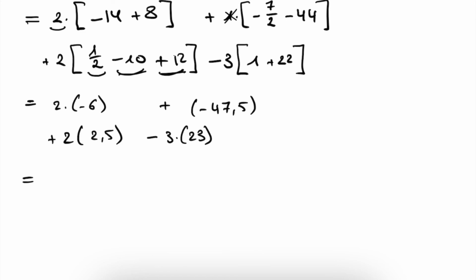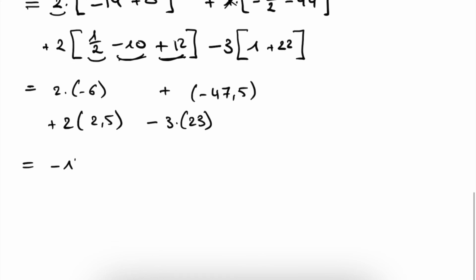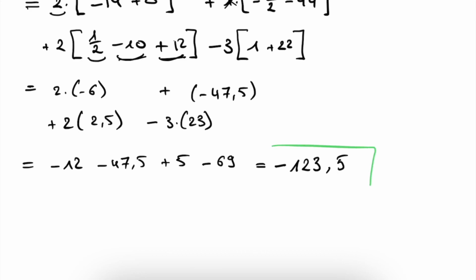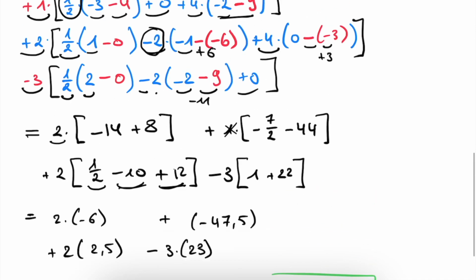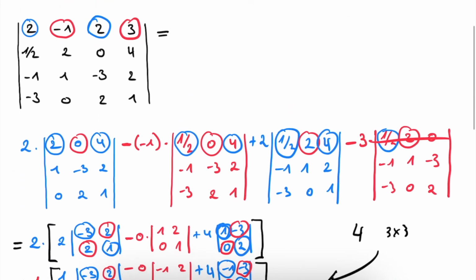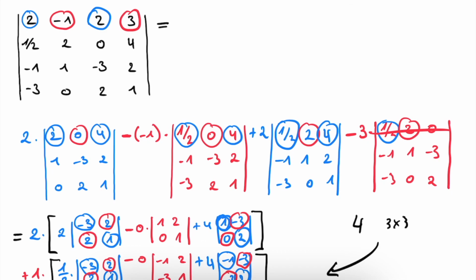And now we're really almost there. So we get minus 12 minus 47.5 plus 5 minus 69 for a grand total of minus 123.5. And this is our final result. And I checked it, we didn't make any mistakes. So this number is the result of this 4 times 4 matrix.